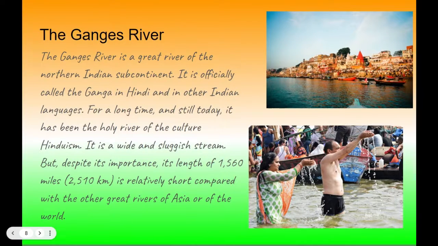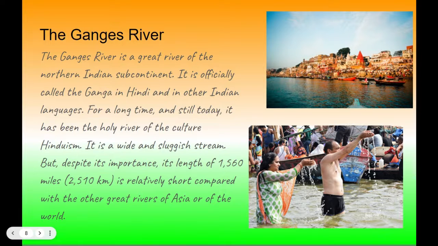The Ganga River. The Ganga River is a great river of the northern Indian subcontinent, and it's officially called the Ganga in Hindi. It's called the Ganga in other Hindi languages too, but lots of people call it the Ganges, which is incorrect. It's Ganga, and for a long time and still today, it has been the holy river of the culture of Hinduism, and it's a wide and sluggish stream.